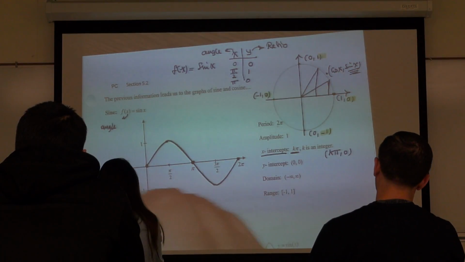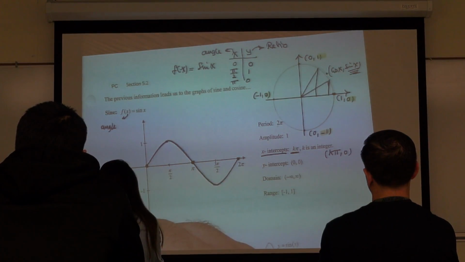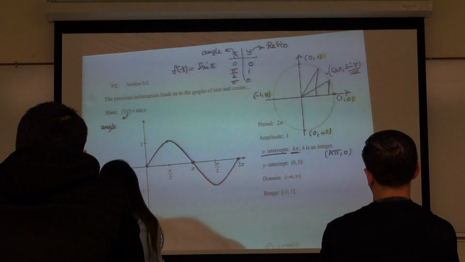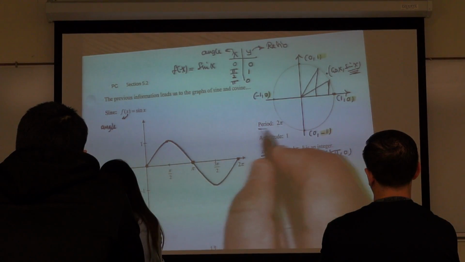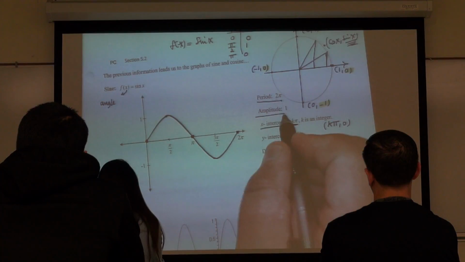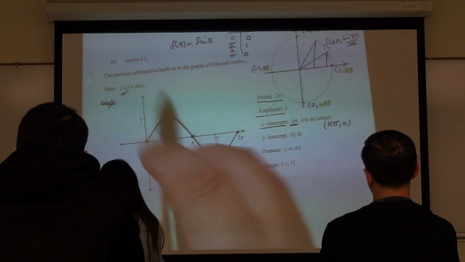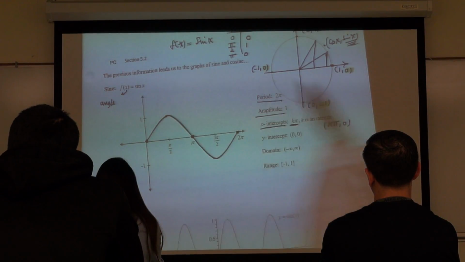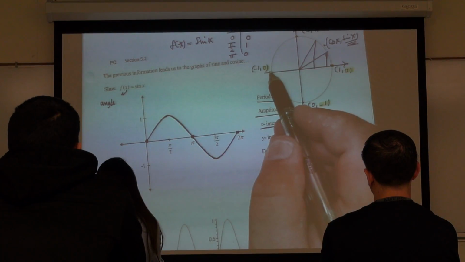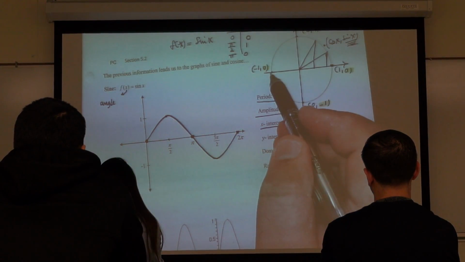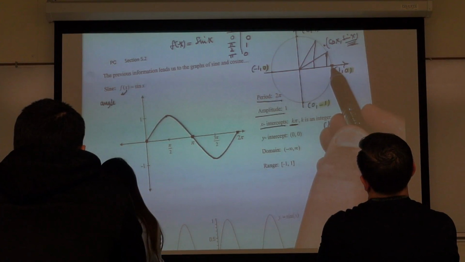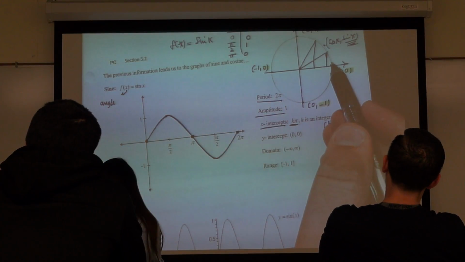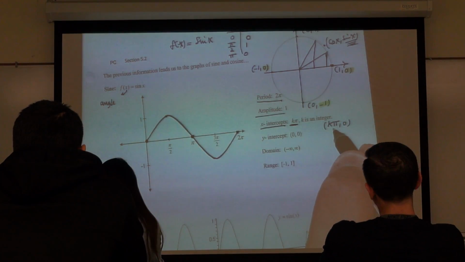What's the domain? From negative infinity to positive infinity. And what's the range? From negative 1 to 1. So the period is 2 pi. The amplitude is 1. So the x-intercepts for the sine function: I need some values where the sine is 0. Here, here, right? So 0, and then pi, and then 2 pi, and then 3 pi, and then 4 pi, 5 pi, 6 pi. All the multiples of pi.